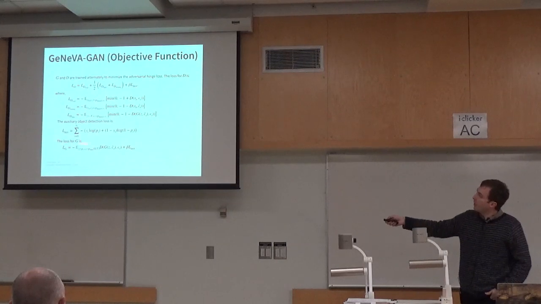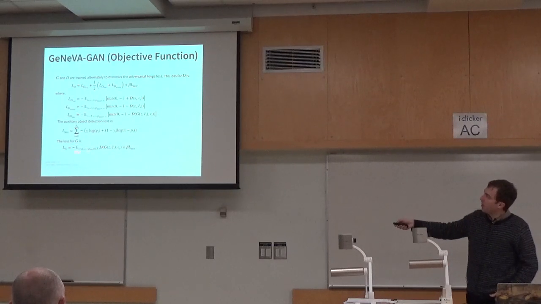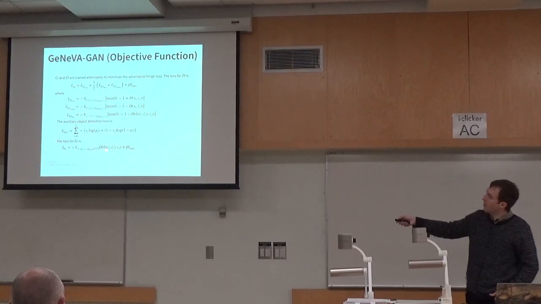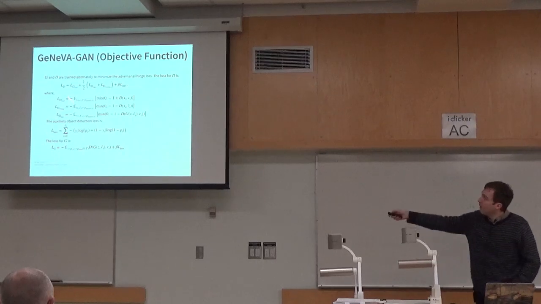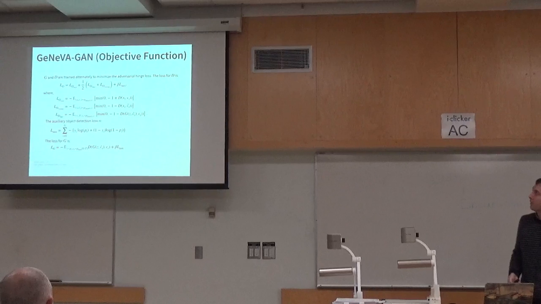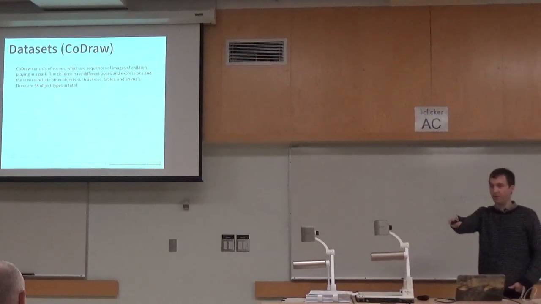And then finally, we have the loss for the generator, which is effectively trying to fool the discriminator. So we basically want the discriminator to take data from the generator and context and call it fake. And also the generator is being trained with the same auxiliary loss function. So that's the objectives.